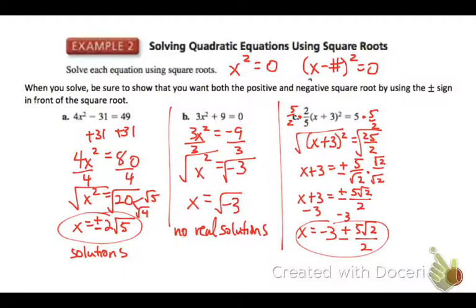So one of them is negative 3 plus 5 times the square root of 2 over 2, and one of them is negative 3 minus 5 times the square root of 2 over 2.